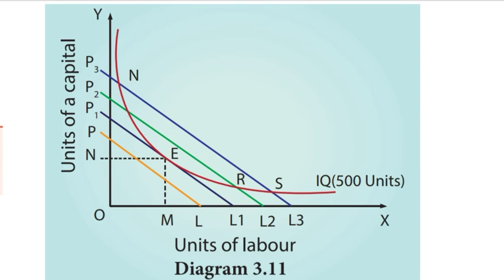At point E, the firm employs OM units of labor and ON units of capital. In other words, it obtains the least cost combination or optimum combination of the two factors of production at the level of output denoted by the isoquant IQ. The other points such as H, K, R and S lie on a higher iso-cost line, indicating that a larger outlay is required, which exceeds the financial resources of the firm.